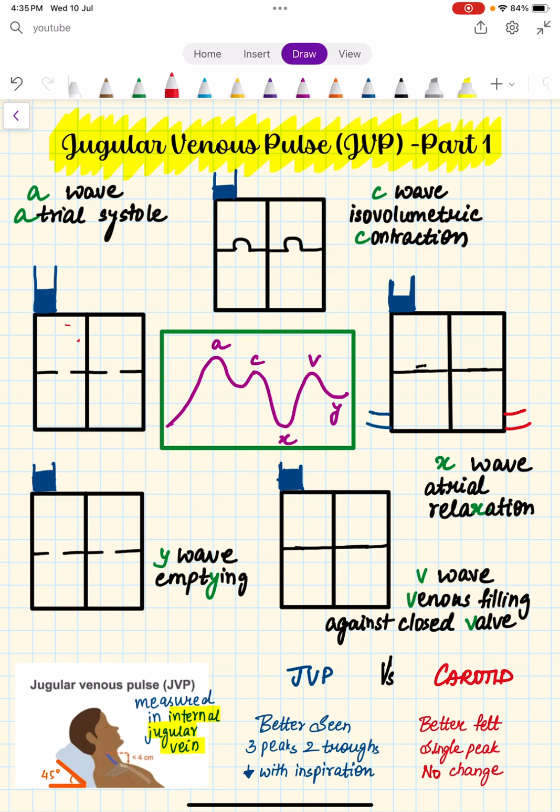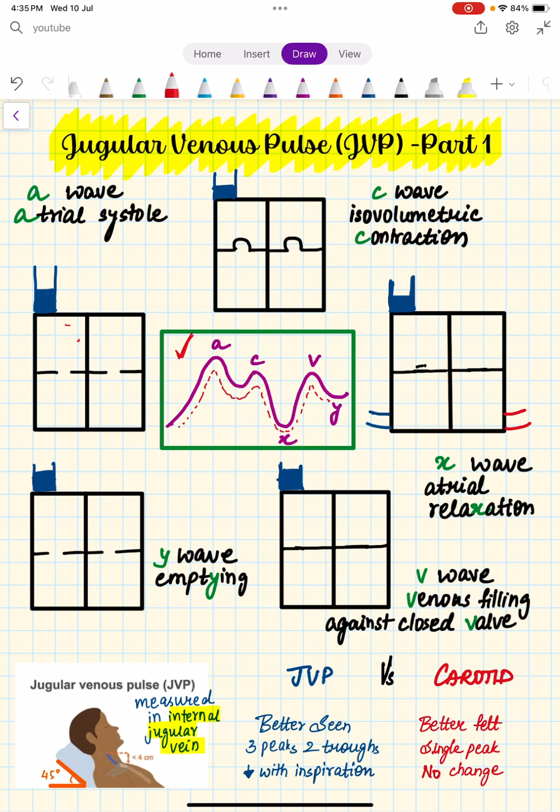Today, let's understand the JVP, also called the jugular venous pulse. The JVP is a physiological waveform that is seen in the internal jugular vein. Any alterations in this physiological waveform give us an indication as to the underlying cardiac conditions that a patient might be suffering. So let's dive into it.